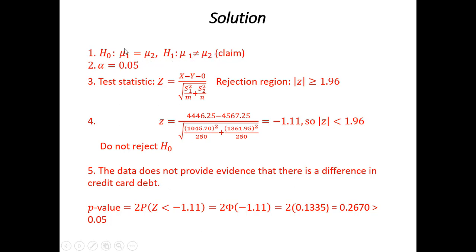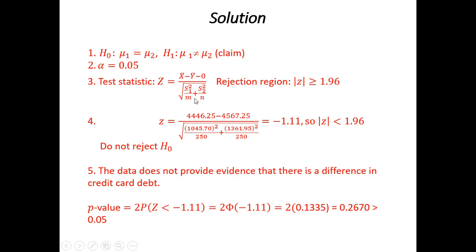You may also see this expressed in terms of the difference. Mu1 minus mu2 is equal to 0. Okay, and then this would be mu1 minus mu2 is not 0. All right, and we have the alternative is the claim. Alpha is given to be 0.05.